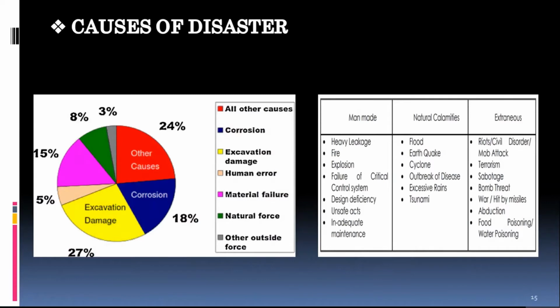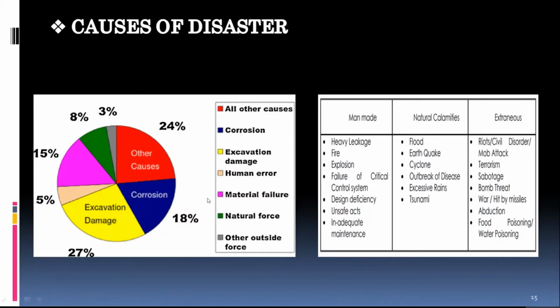Moving on to the causes of disaster. The common causes for the above events are tabulated below for reference: the man-made hazards, the natural calamities, and the extraneous. The man-made includes fire, explosion, design deficiency, unsafe acts, inadequate maintenance, or human errors. The natural calamities include flood, earthquake, cyclones, excessive rains, or tsunamis. Extraneous causes of disaster include terrorism, mob attack, civil disorder, abduction, or any war or missiles.